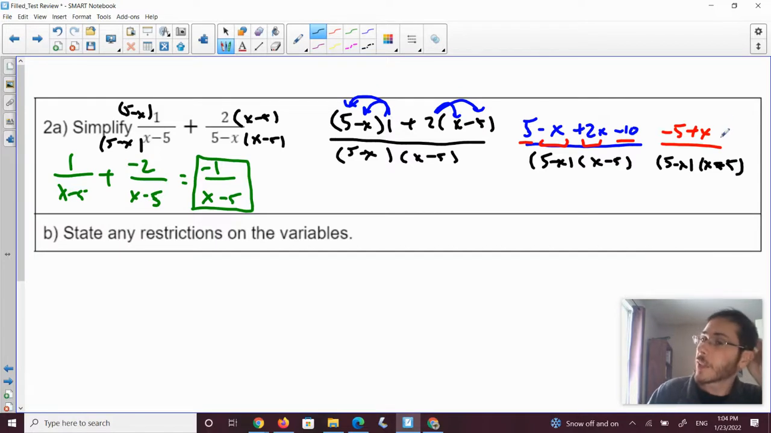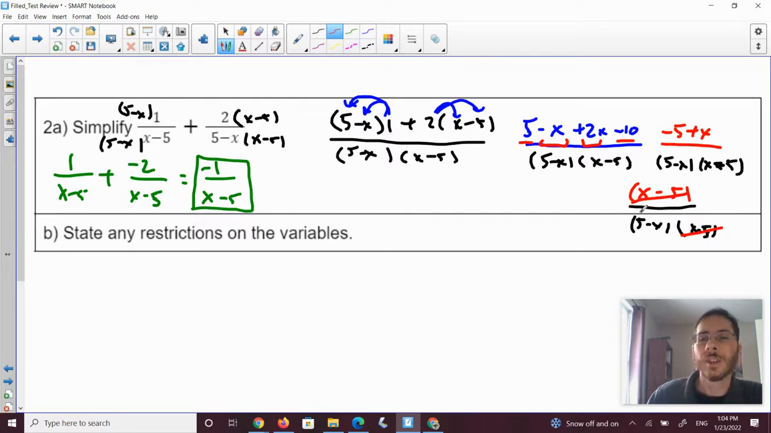Now again, we still need to recognize we want to put this in standard form. So if we put this in standard form, this is then going to become x minus 5. So x would go first, and then the number would go at the end. And then on the bottom, put this in parentheses, we've got 5 minus x and x minus 5. And we can see that these two x minus 5s would cancel out. So that leaves us with 1 over 5 minus x.